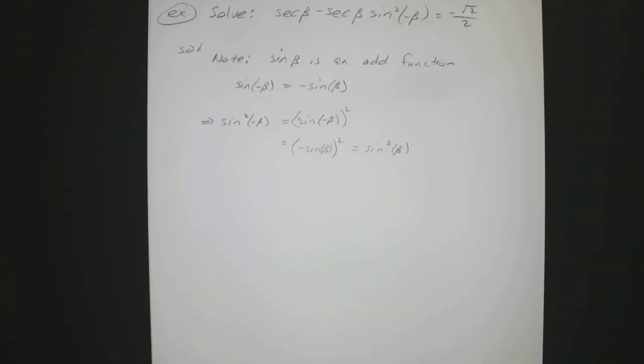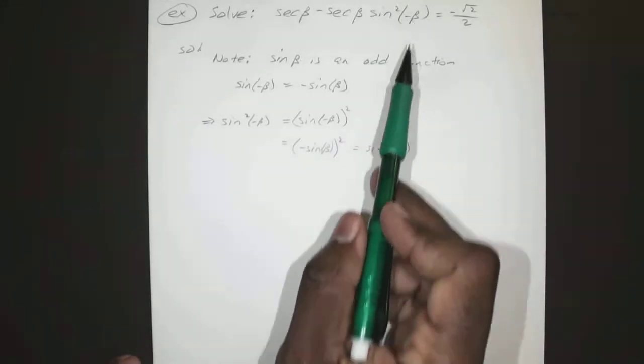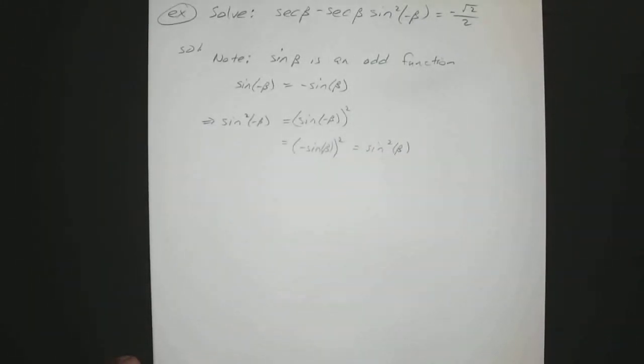Now, if it was to the third power, it would be negative. But since it's squared, and you have an even exponent, that's why it comes out to be positive. Okay, so we can actually replace our sine squared of negative beta with sine squared of beta.